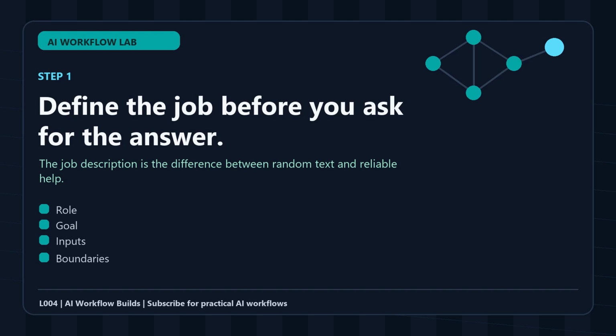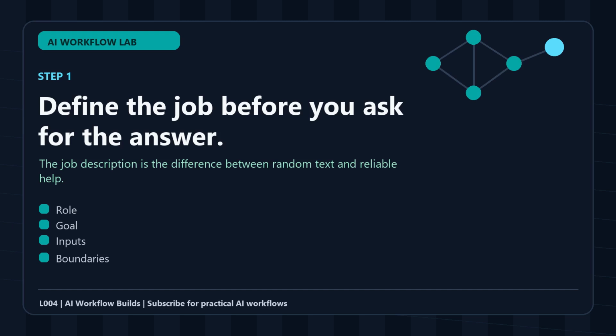If the workflow needs a human decision, the output should say so. If the data is weak, the output should mark it. If there are multiple good paths, the output should compare them instead of pretending one path is always right.